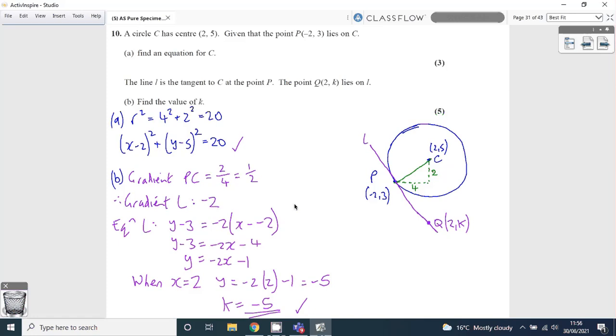So the equation of line L, using y minus y1 equals m(x minus x1), substituting in the point (minus 2, 3) and a gradient of minus 2, gives us this, which simplified gives me y equals minus 2x minus 1. Now we're trying to work out the coordinates of Q when x equals 2. So substituting in x equals 2, I get the value of k being minus 5.